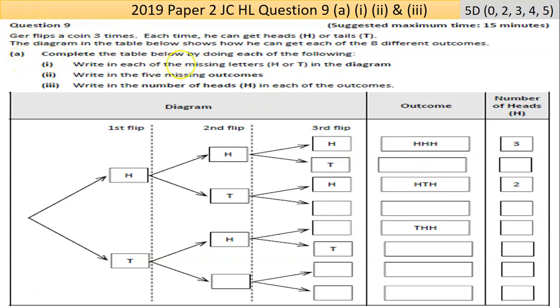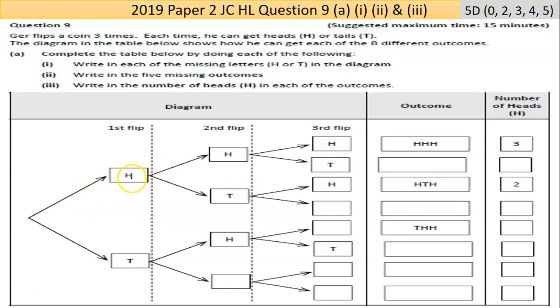So part A says complete the table below by doing each of the following. Part 1 says write in each of the missing letters H or T in the diagram. Part 2, write in the 5 missing outcomes. Part 3, write in the number of heads H in each of the outcomes. So let's get stuck in.